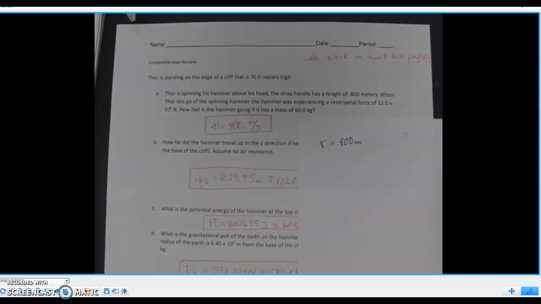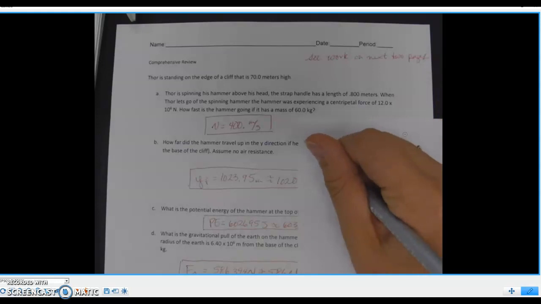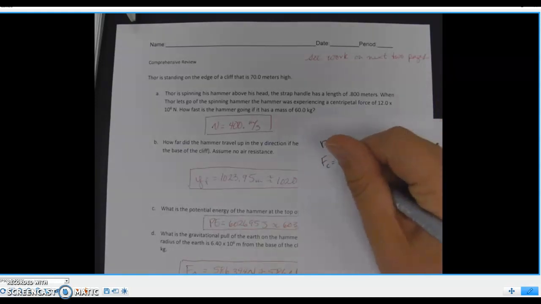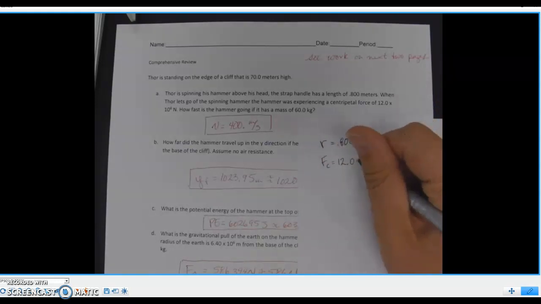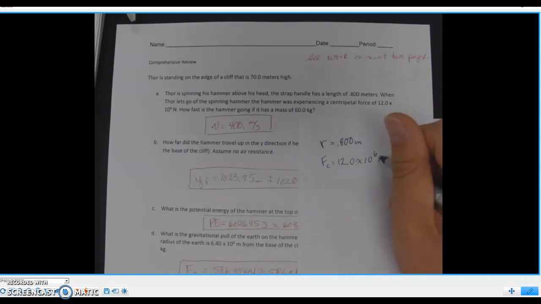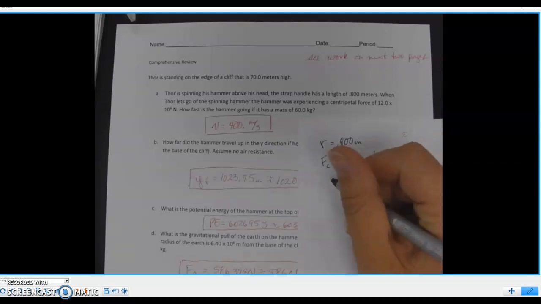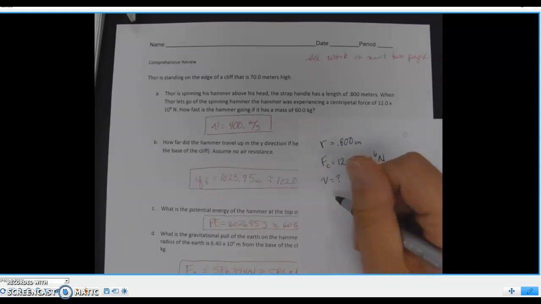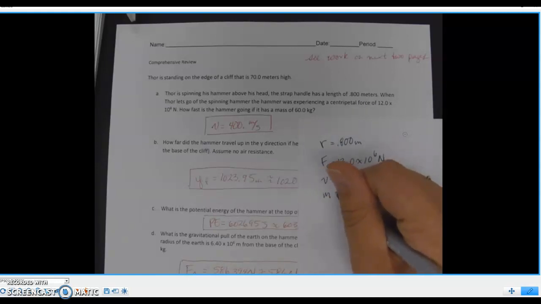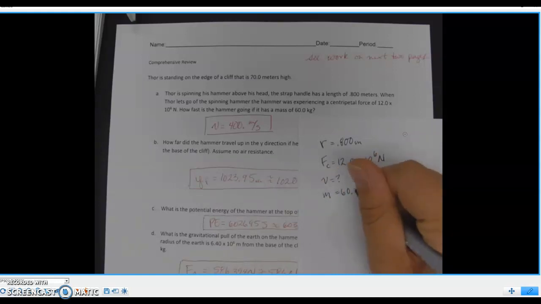When Thor lets go of the spinning hammer, the hammer was experiencing a centripetal force, so force centripetal of 12 times 10 to the 6th newtons. How fast was the hammer going if it had a mass of 60? So we want to know what that linear velocity is, and we know that the mass of the hammer is 60 kilograms. Okay, wonderful.